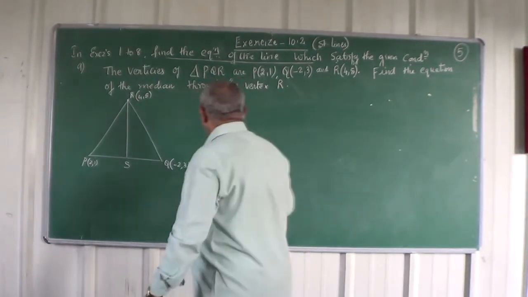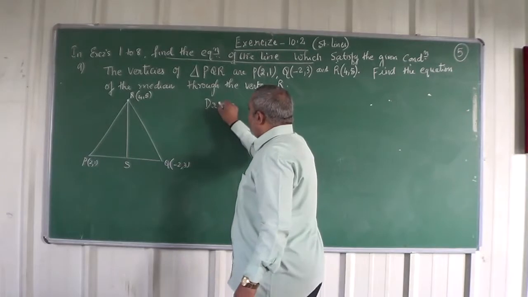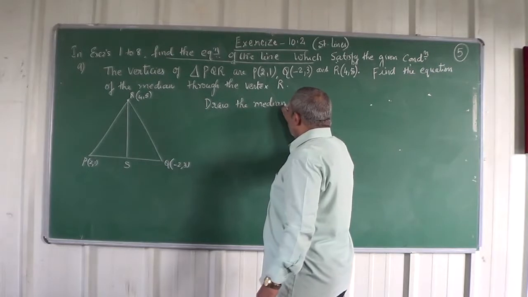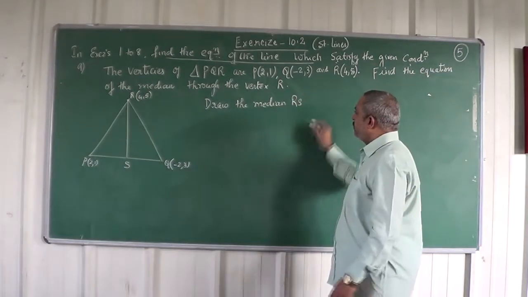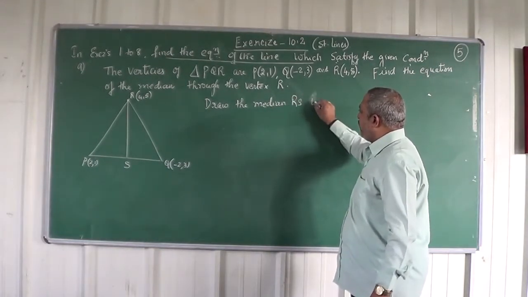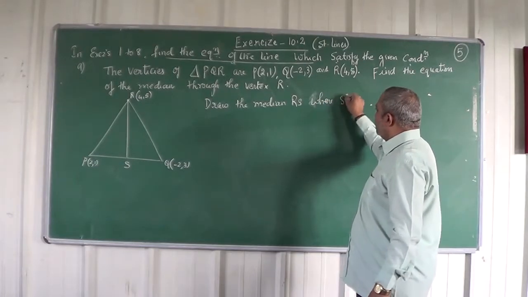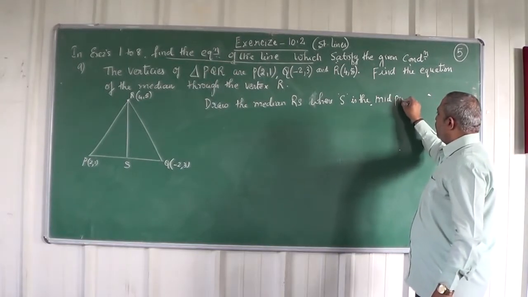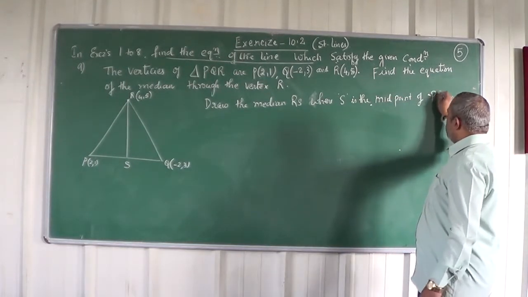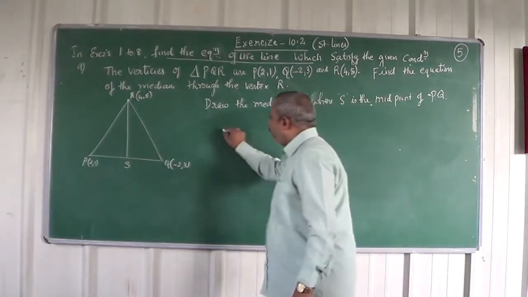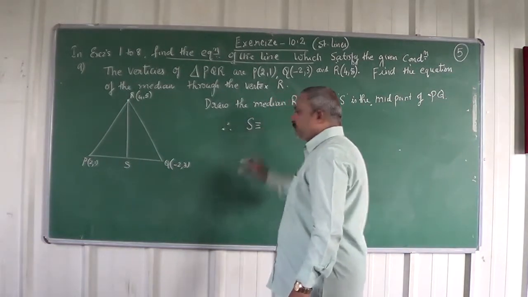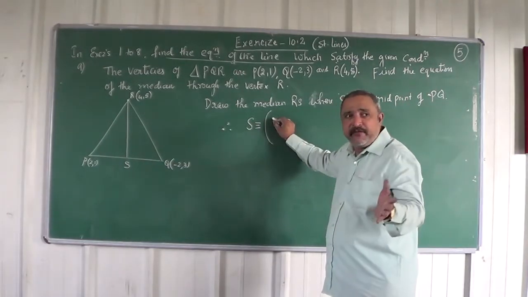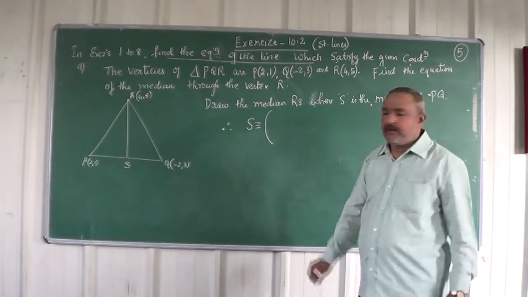So now draw the median. Draw the median RS, where S is the midpoint of PQ. Therefore, S equals the midpoint of PQ. Shall I write the midpoint formula or directly use the values?